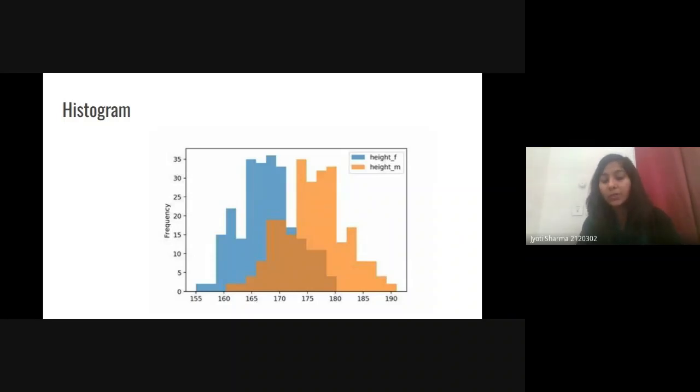Then you can also plot the histograms. Out of 50 samples, what concentration of particulate matter has the highest frequency? Based on that you can also interpret something. Such kind of thing you can also calculate.